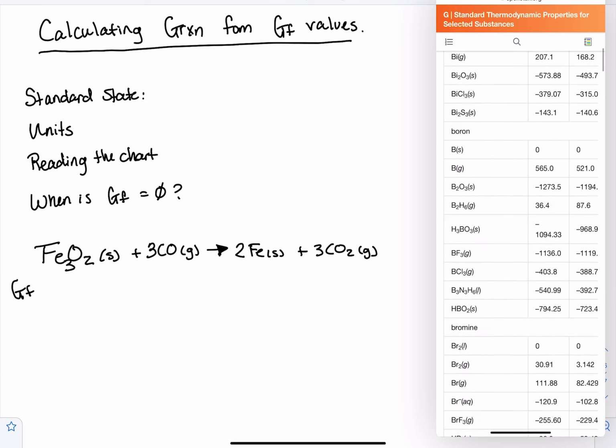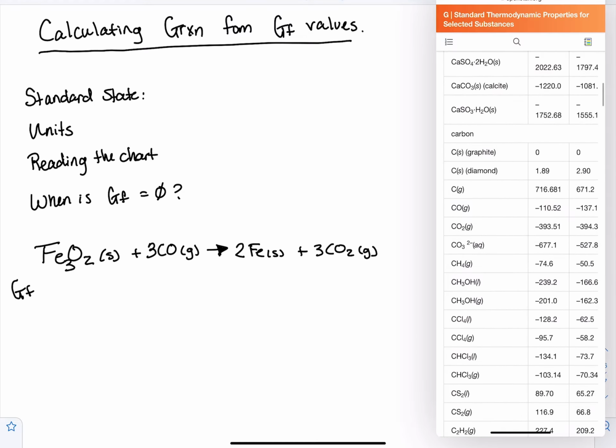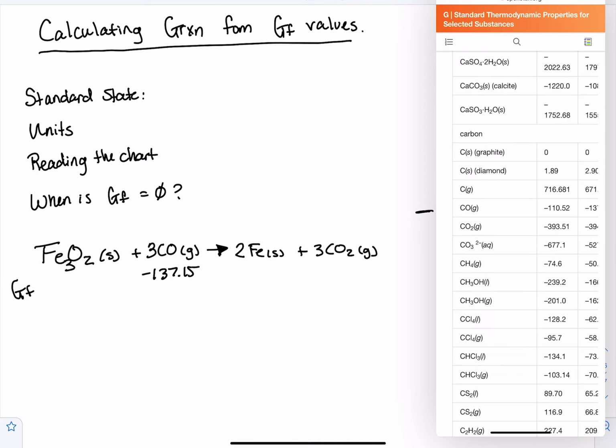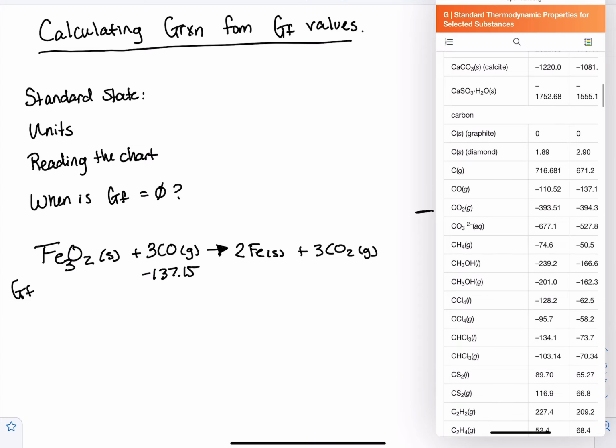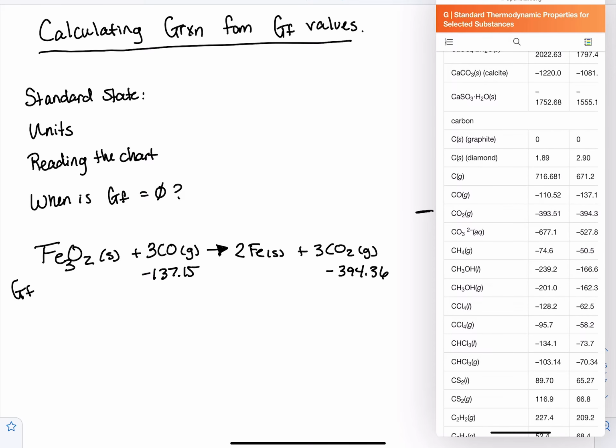I'm going to get to my C's, and again, I'm looking for the middle column. Where are they? There we go. So here's my CO right there. And the middle column says that my CO is negative 137.15. I'm going to get to my CO2 right there. And this column says this value is negative 394.36. I'm going to jump over to my iron.